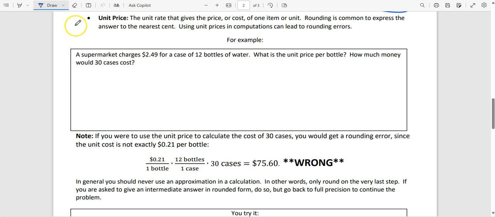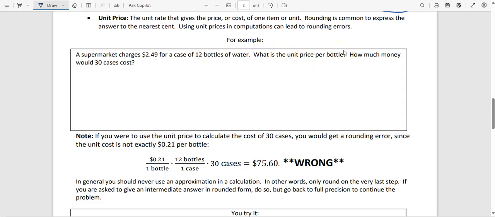Let's take a look at unit price. This is a common way to compare costs of items in supermarkets and online, etc. So a supermarket charges $2.49 for a case of 12 bottles of water. What is the unit price per bottle?